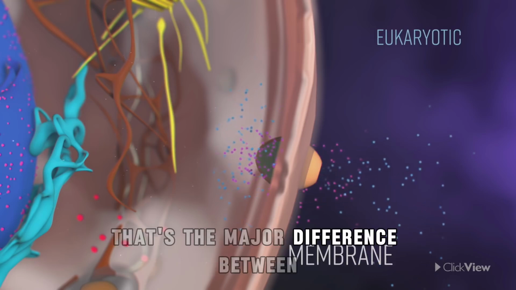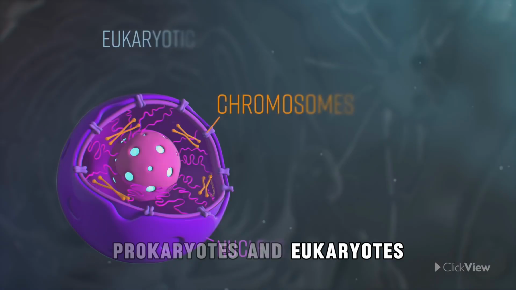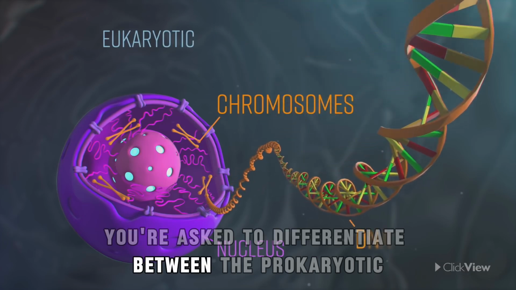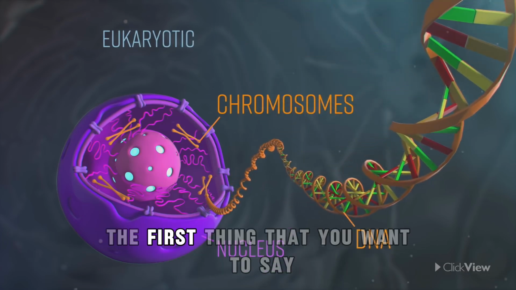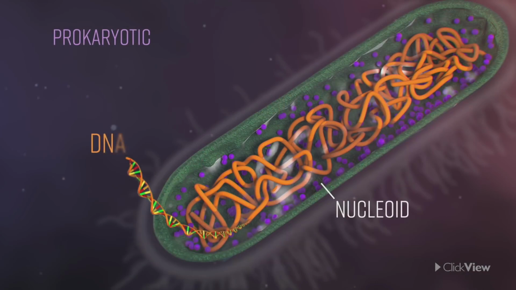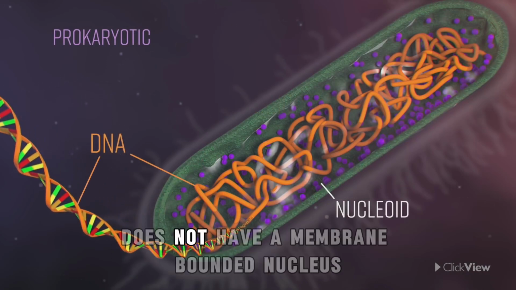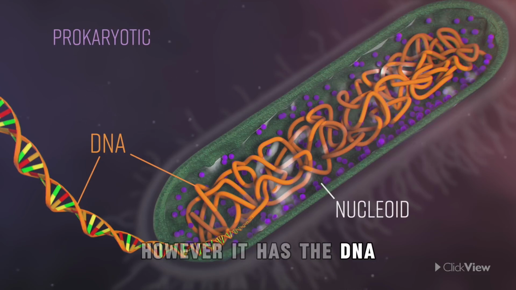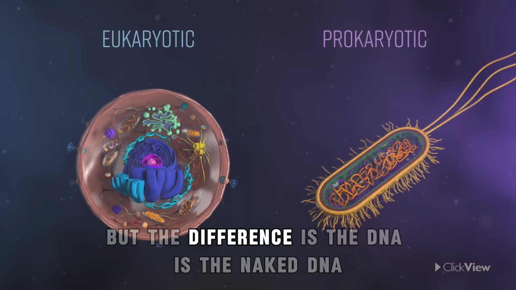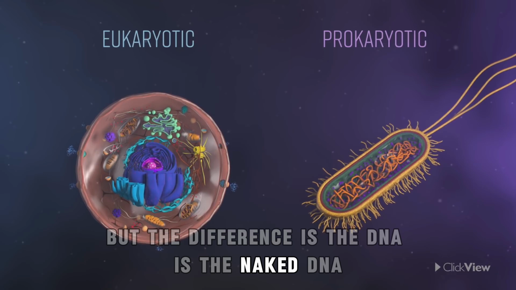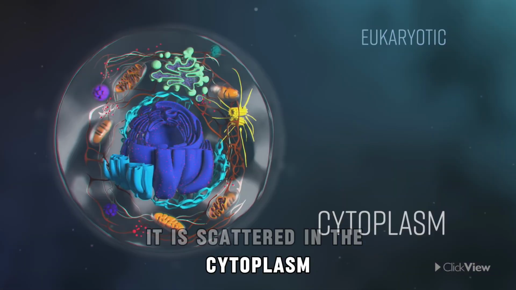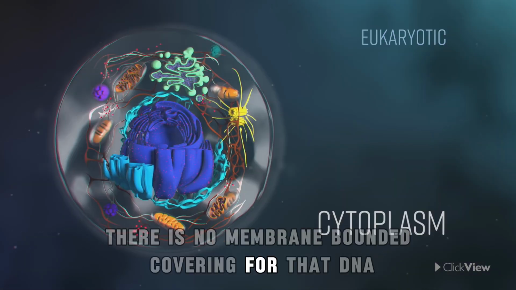That's the major difference between prokaryotes and eukaryotes. If you're asked to differentiate between the prokaryotic cell and eukaryotic cell, the first thing that you want to say is that the prokaryotic cell does not have a membrane bounded nucleus. However, it has the DNA, but the difference is the DNA is the naked DNA, it is scattered in the cytoplasm. There is no membrane bounded covering for that DNA.